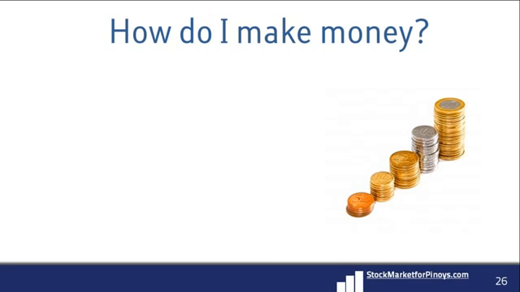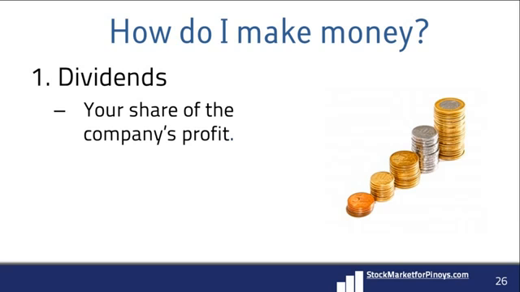There are 2 ways on how you can make money in the stock market. And in both of them, you'll have to remember that what you are investing in are businesses. So, you will make money in the same way business owners make money. The first way is through dividends. This is your share of the company's profit. When the company makes money, since you're also an owner, a shareholder, you also make money.